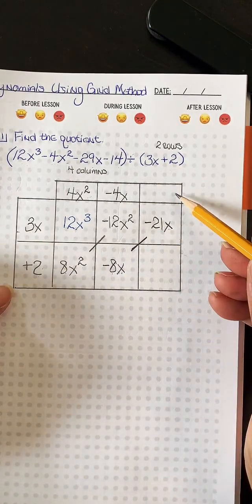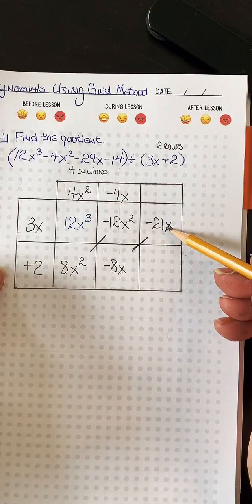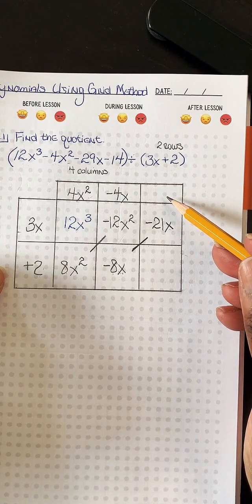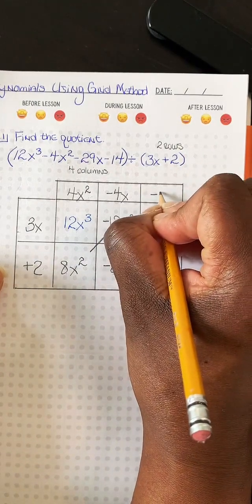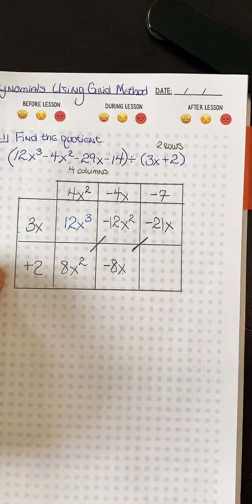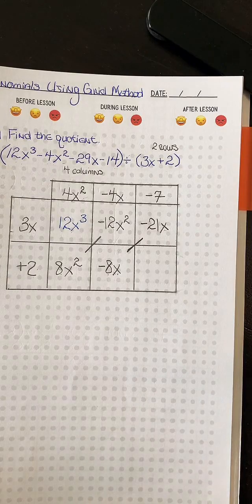So what would go in this box up above? What do you think will go in this box up above? So what times 3x will give me negative 21x? Negative 7, negative 7, negative 7. Negative 7, good. All right, excellent, guys.